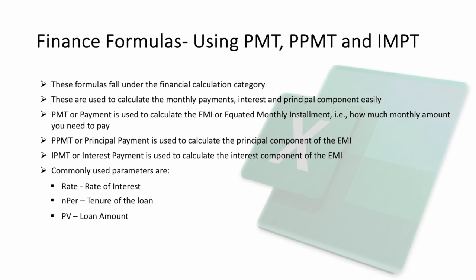PMT is used to calculate the total EMI or equated monthly installment, that is how much monthly payment you need to make. PPMT calculates the principal component out of that EMI. IPMT calculates the interest payment from that EMI. There are three commonly used parameters while using these formulas: rate, that is the rate of interest, NPER, that is the tenure of the loan, and PV, that is the loan amount.